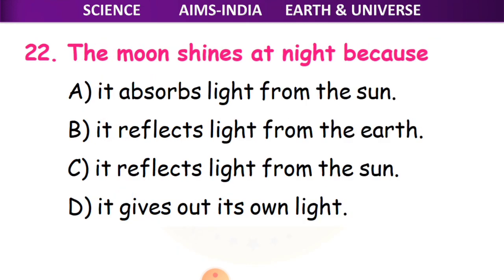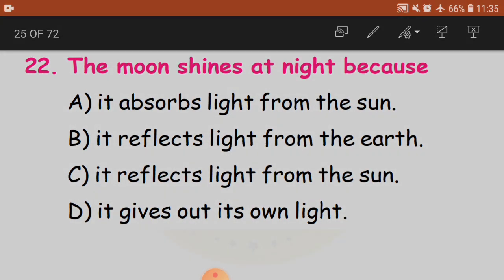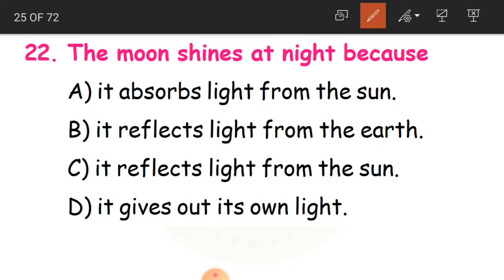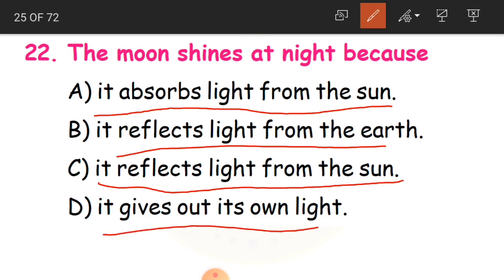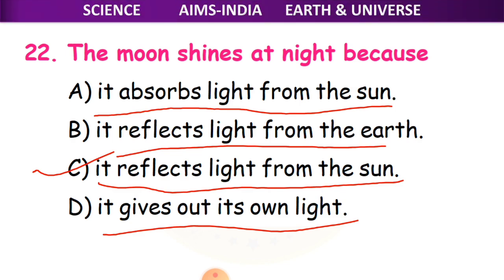The moon shines at night because why? A option is it absorbs light from the sun. It reflects light from the earth. It reflects light from the sun. And it gives out its own light. So the moon shines at night because it reflects light from the sun. Because of that, it is going to shine at night.